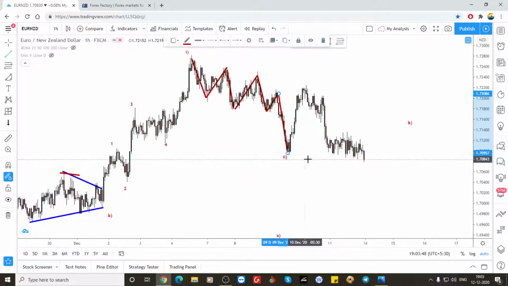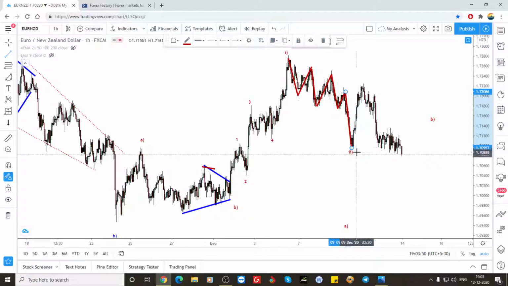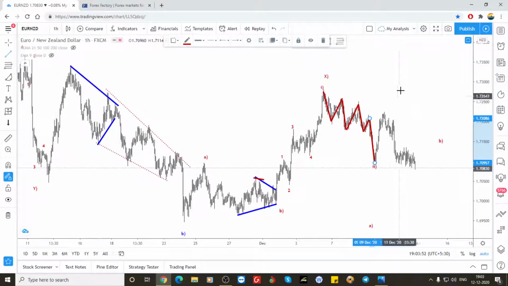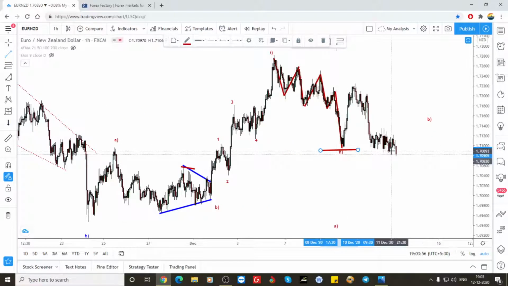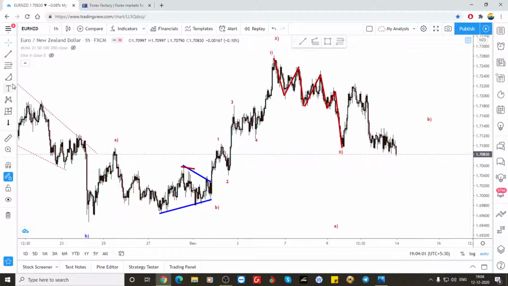Okay, and if it is bullish, it has to bounce from here itself. It has no need to break this low, but it already broke the low. So that means still we are in that correction.